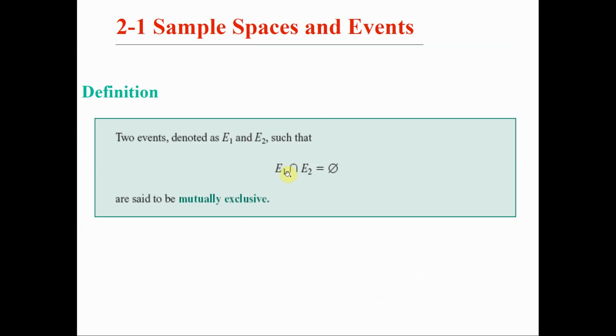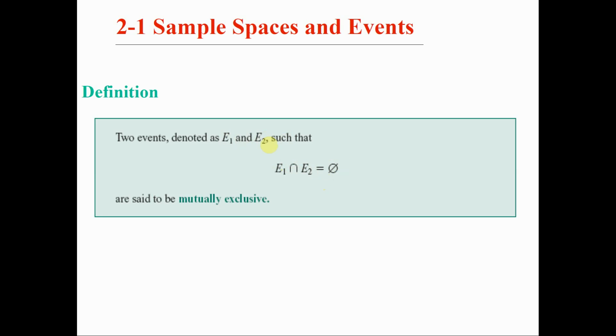Let me proceed. Mutually exclusive events. I just used the terms A and B. We can also use E1 and E2. It does not matter. These are just symbols that denote events. So E1 and E2, if the intersection is empty, we say that E1 and E2 are mutually exclusive events.